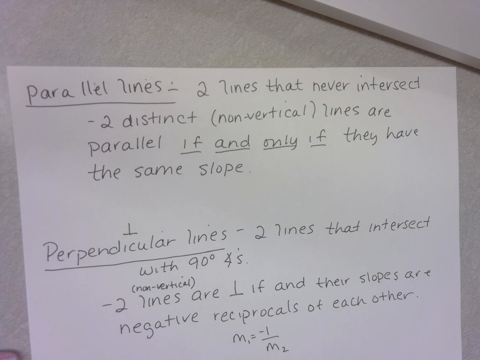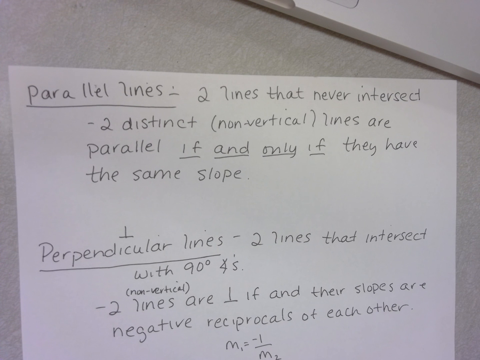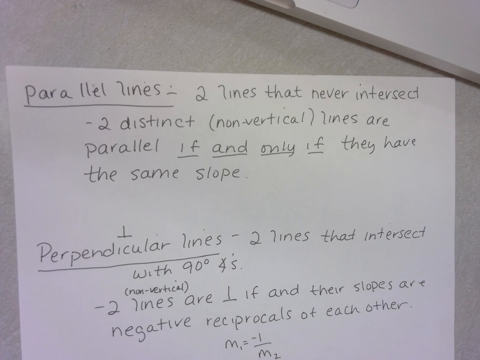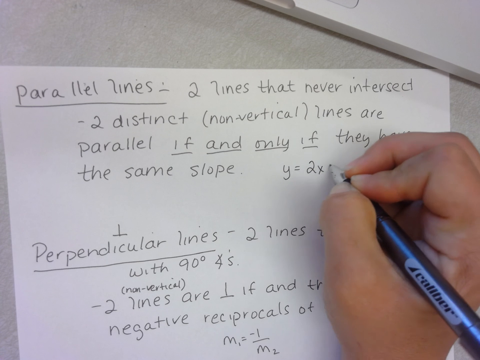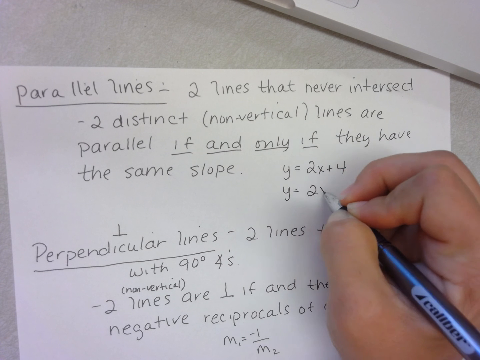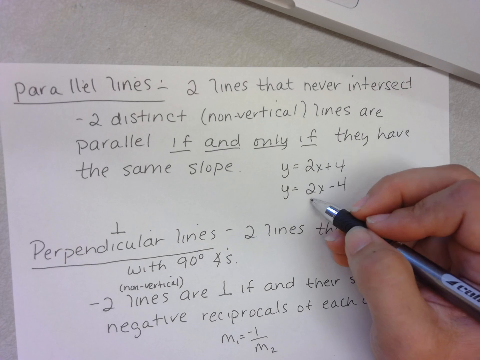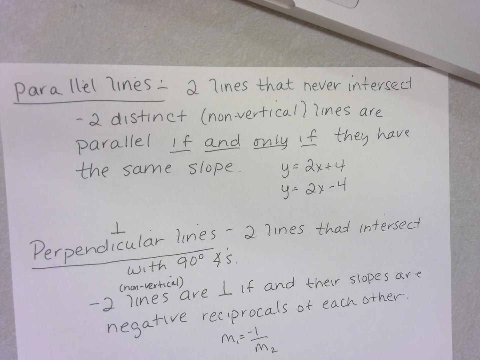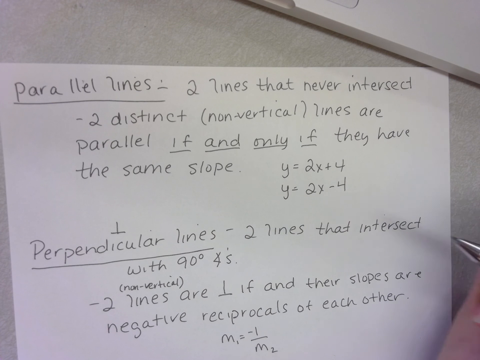All right, so just a couple more terms that I want to talk about really quickly are parallel lines. That is 2 lines that never intersect. If we're talking about 2 distinct non-vertical lines, they're parallel if and only if they have the same slope. For instance, in slope-intercept form, if I had y equals 2x plus 4 and y equals 2x minus 4, these are 2 distinct lines. They have the same slope, but 2 different y-intercepts, a +4 and a -4. These 2 lines will never cross. They are parallel because they have the exact same slope.